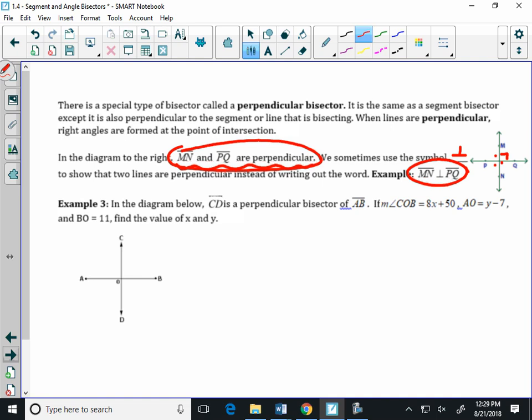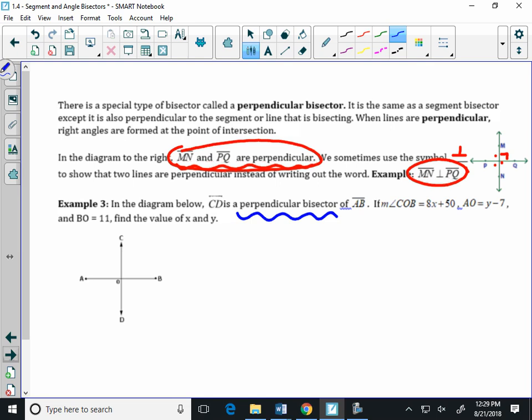Questions over that? Again, perpendicular lines form right angles. A perpendicular bisector forms right angles, but it's also cutting a line in half. So just be wary of the two differences. In this example, it says in the diagram below, CD is a perpendicular bisector of AB.